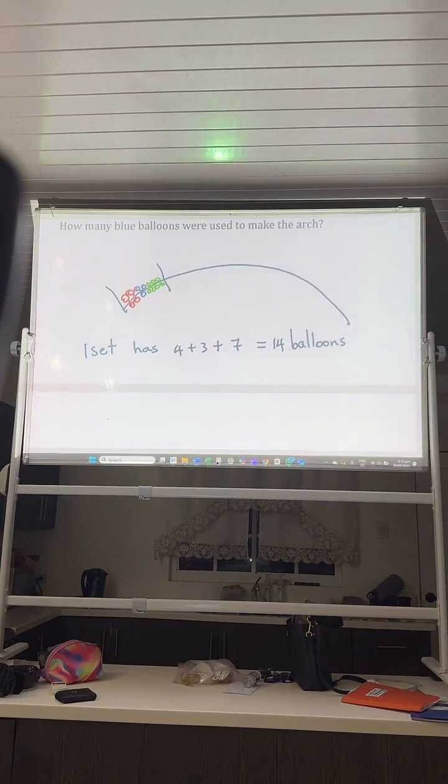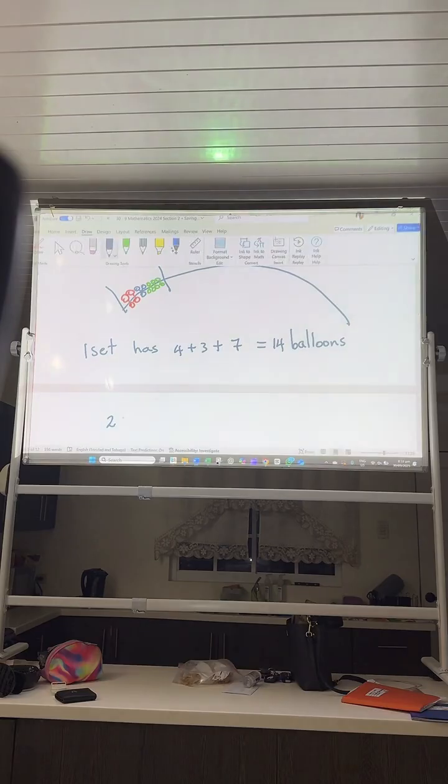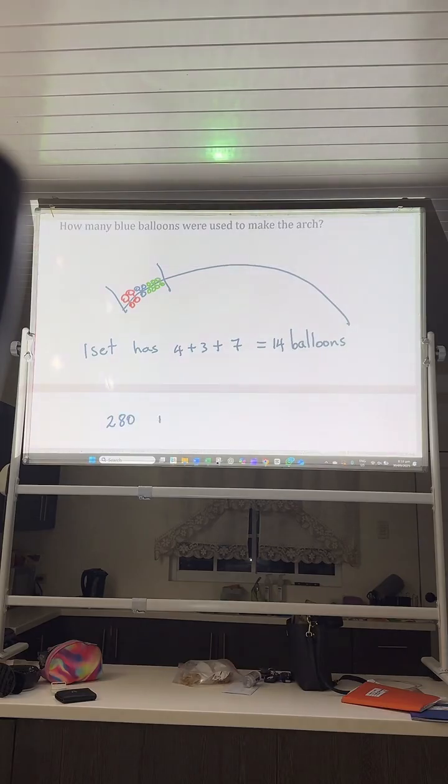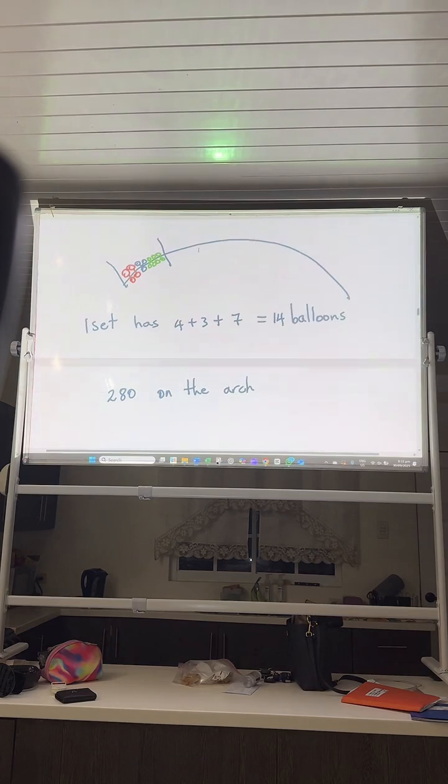280 balloons on the arch, right? So you'll think if I divide 14 into the 280, I can figure out how many sets we have. This is one set, and I'll have our next one here. If I divide 14 into 280, I can find out how many sets, right?